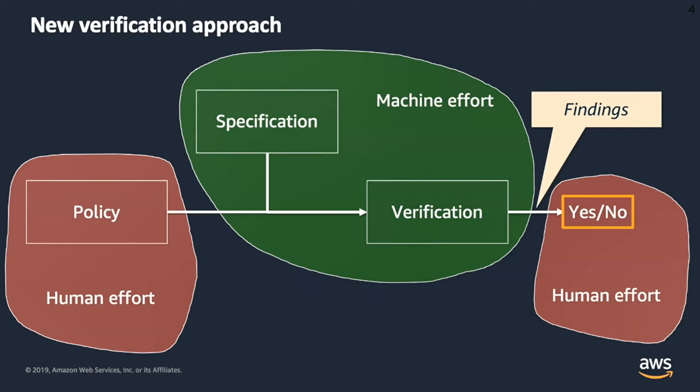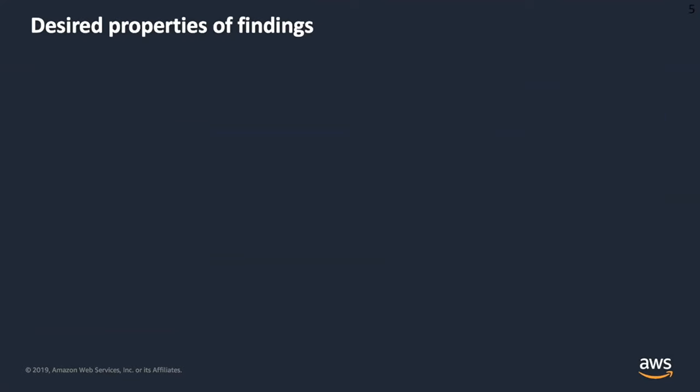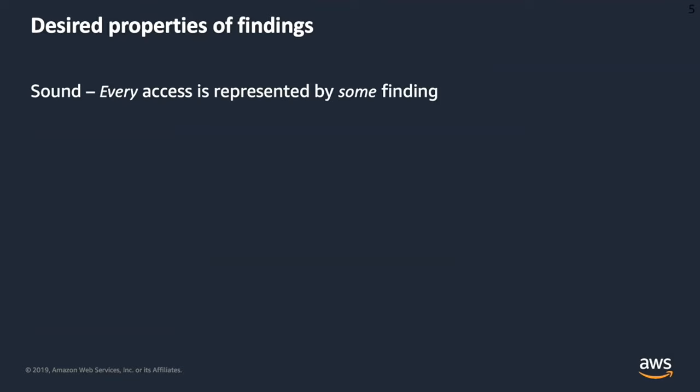Yes and no means something slightly different here too. The findings are produced by the machine and already verified to be true, but the human is deciding if the findings should be true. The human is expressing intent, which is exactly what we want the human expertise to be focused on. We want our security engineers to be making security judgments. To make this approach work, we need to design good findings. First, we need to be able to trust the findings. It's not enough to identify some of the accesses. We want them all. We need the findings to be sound.